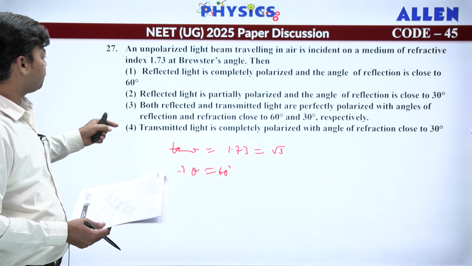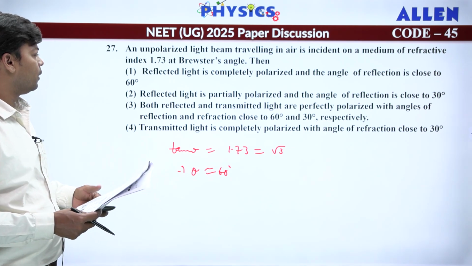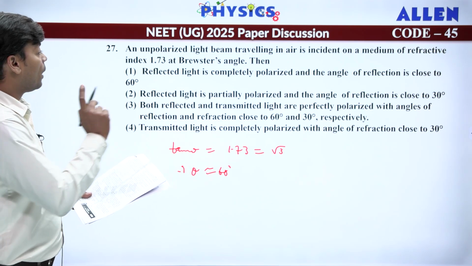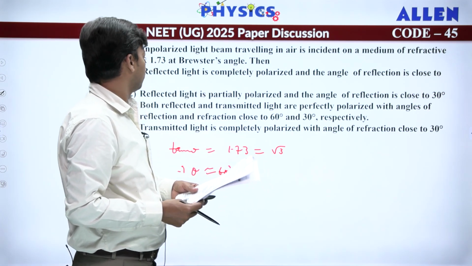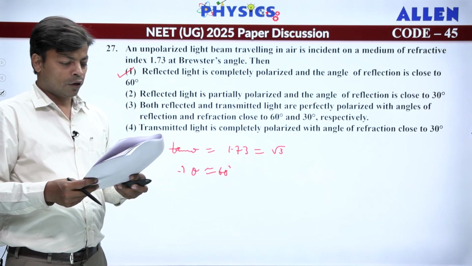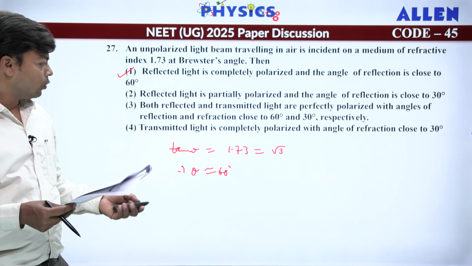So we can say that reflected light is completely polarized, the first option, and the angle of reflection is close to 60 degrees. The first option will be the answer. We'll go to the next question.